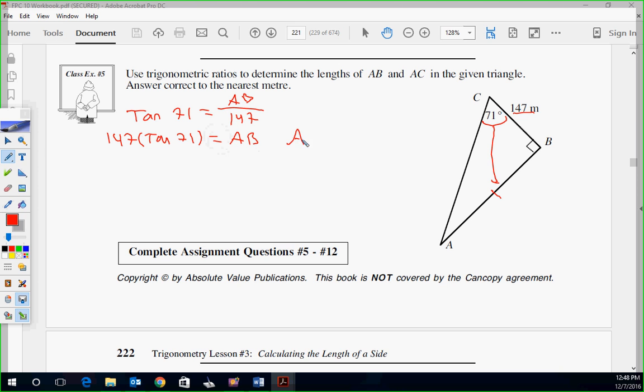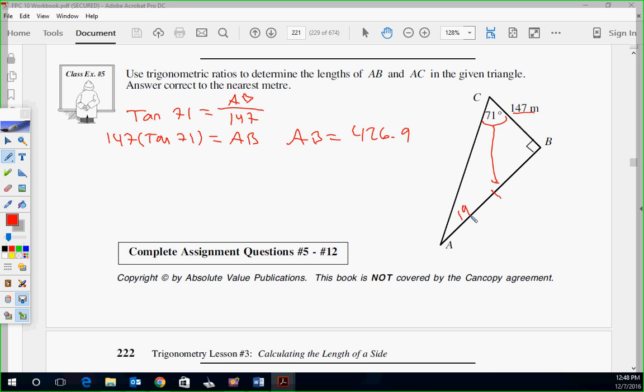What's that calculation? 147 times tan 71. 426.9. Okay. Does that seem reasonable? Yeah, because 71 is a pretty big angle. That means this guy's only 19. So yeah, that's the smallest side by a lot. So that makes sense that this one's that much bigger, and we expect this to be even bigger.